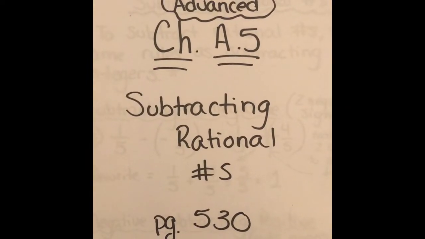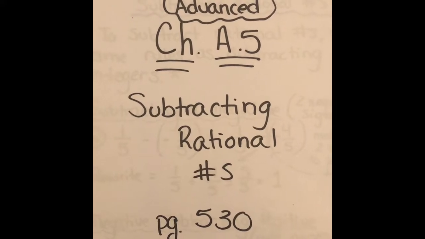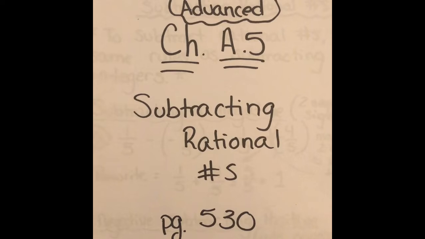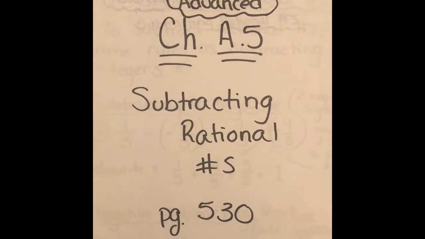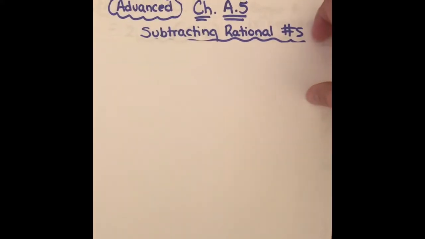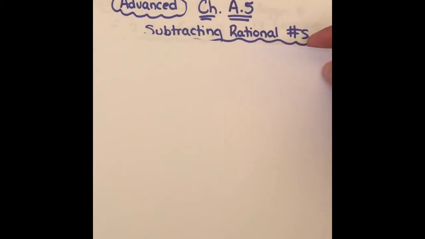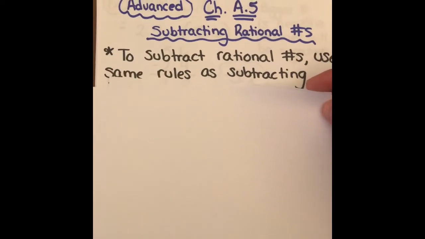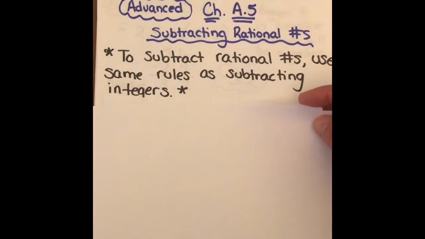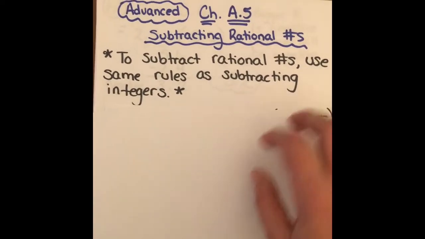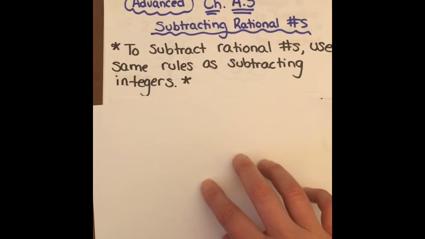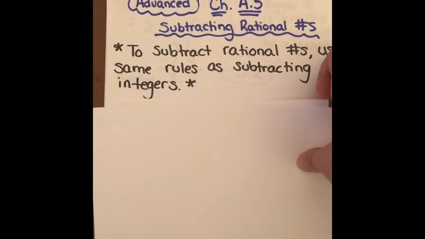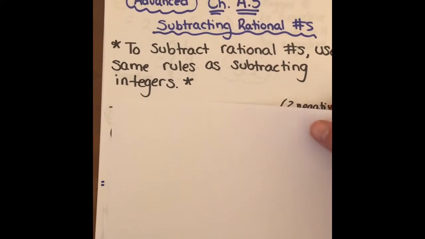Okay, so this is chapter A as in apple, 5, subtracting rational numbers. If you want to follow along in the textbook, I will be on page 530. Remember, rational numbers are those in-between numbers that are positive or negative, like decimals or mixed numbers. To subtract rational numbers, you're going to use the same rules as subtracting integers. Integers are positive and negative numbers.